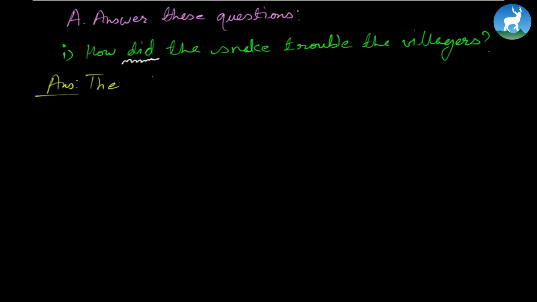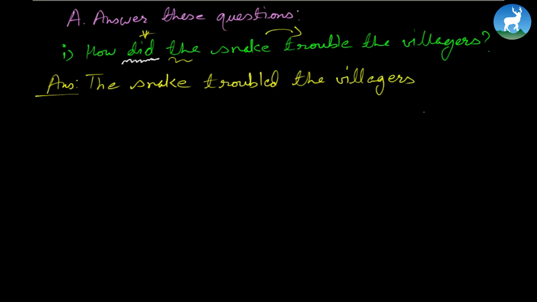Remember, most of the times, the first part begins right from the question. So we begin, the snake. Now, because it's in simple past, we have to take the following verb to simple past, the snake troubled, by adding ed in this case. How did the snake trouble the villagers? How did the snake create a great trouble to the villagers?